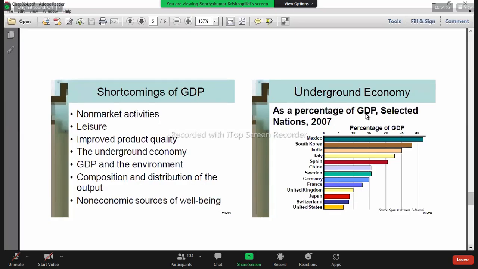So, non-economic sources of well-being. We should not think only of the economic side as well-being. There are cultural and many other things that matter for well-being. Now, a country like the USA has a very high GDP.